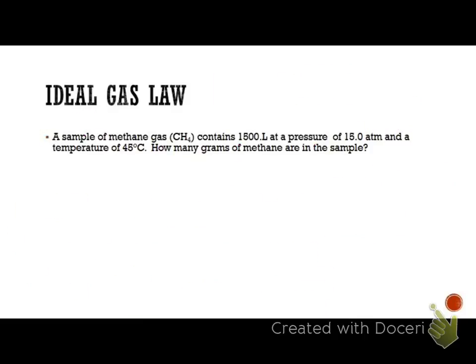Another ideal gas law problem says a sample of methane contains 1,500 liters. So that's going to be our volume. Notice I'm not labeling anything 1 and 2 because I only have one volume. My pressure is 15 atmosphere, and my temperature is 45 degrees Celsius, which I will immediately throw into Kelvin, 318. It wants to know how many grams of methane are in the sample. I can't solve directly for grams, but I can solve for moles, and then I can use the molar mass to get there.